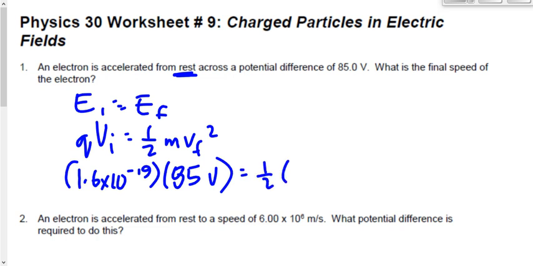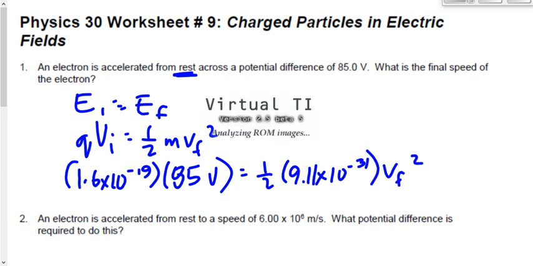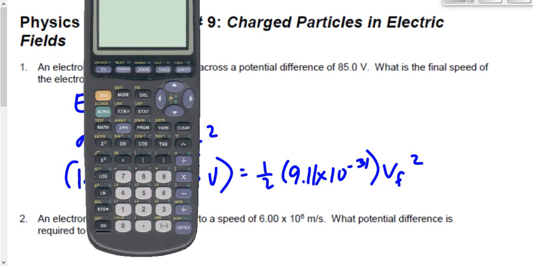That's equal to 1/2 of 9.11 times 10 to the minus 31 times the final speed squared. One of the common mistakes here would be to forget to square root the speed, the v squared, when we get close to the final answer. But we have a nice little check on that, right? Because if we do forget to square root it, we're probably going to get something that's 10 to the 12 meters per second, which we know can't be right. So that means we have to check back and realize we forgot to square root it.